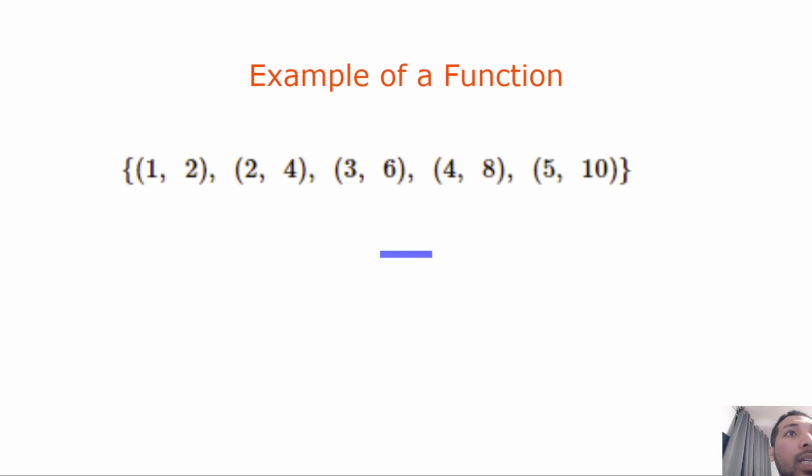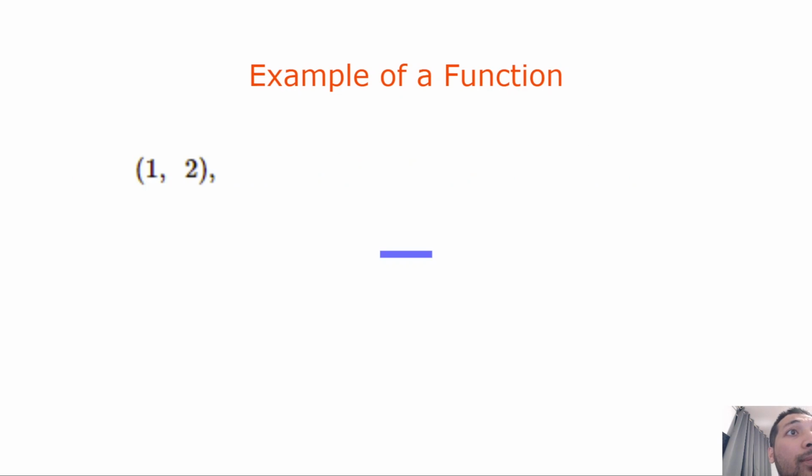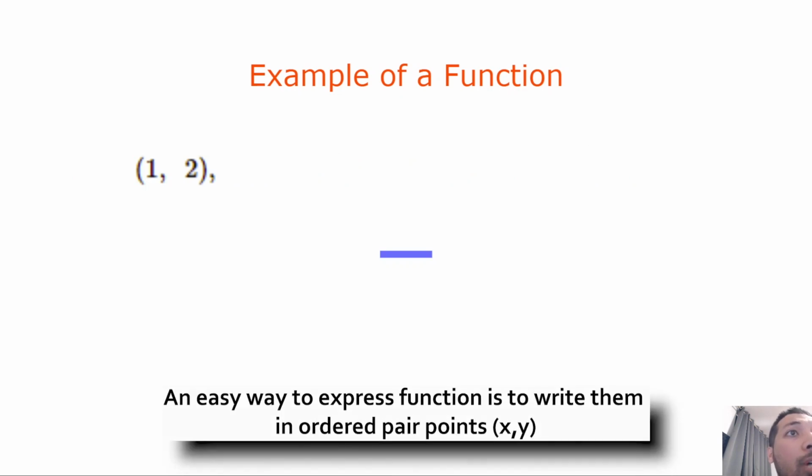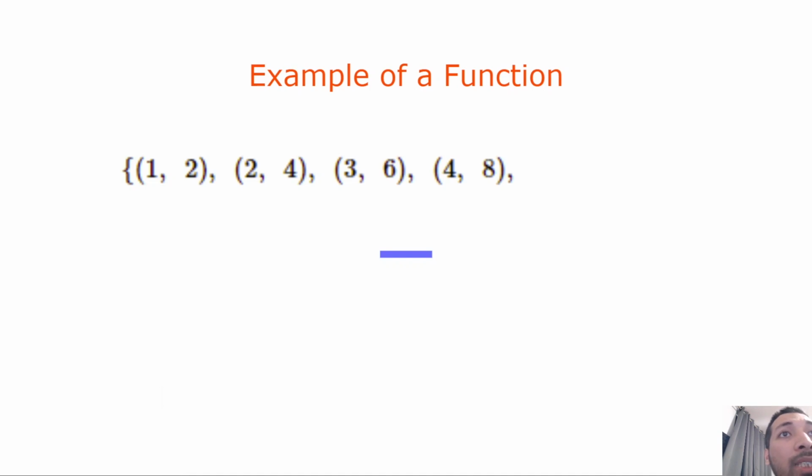So for example, over here, let's see these ordered pairs. We have 1, 2. So this 1 is an input and 2 is the output. We have 2, 4. So 2 is an input, 4 is an output. We have 3, 6. So 3 is an input and 6 is an output. 4, 8 means 4 is an input and 8 is an output. And lastly, we have 5, 10. So 5 is an input and 10 is an output.